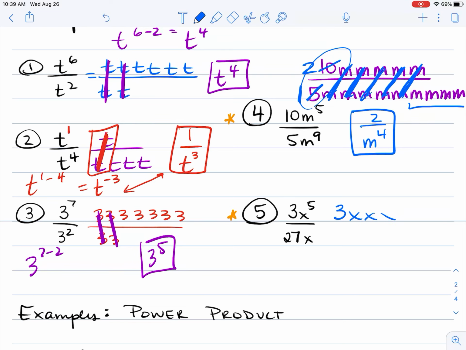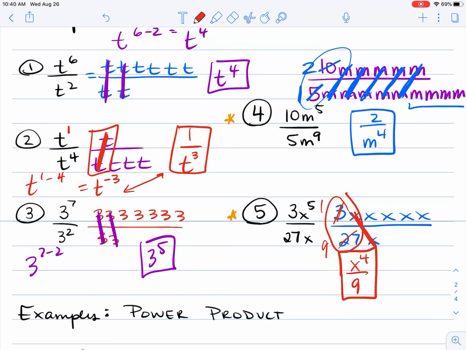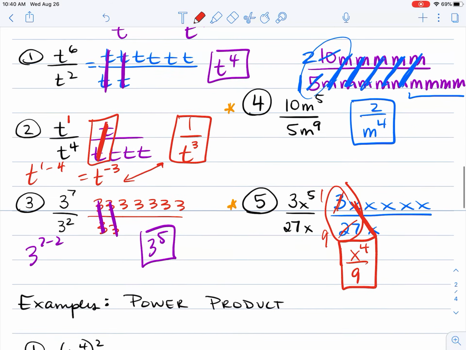On number 5, I'm going to expand the same way I have above. So a 3 with 5 x's and 27 with 1 x. And again, I'm going to look for the partners. So right here is a partner of 1. So I'm going to have x to the 4th in the numerator. And then again, if I think about reducing 3 27ths, this 3 becomes a 1, and this 27 becomes a 9. So this would be my final simplified form.